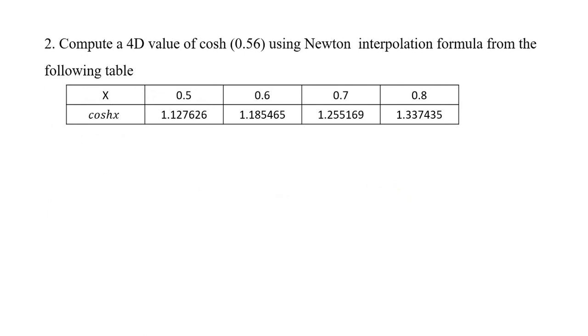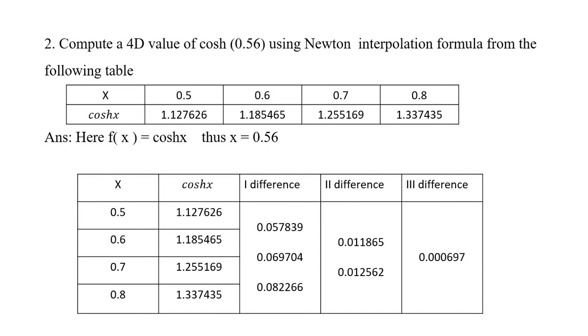Problem 2. Compute a 4D value of cosh 0.56 using Newton's interpolation formula from the following table. So they have given you the tabled values. They have asked you to find the value of this function, cosh 0.56. So it is very clear that our function is cosh x. So f of x is cosh x. We have to compute this function at x equal to 0.56. Sometimes students will take x as cosh 0.56, which is wrong. Cosh x is a function. We are computing that function at x equal to 0.56.